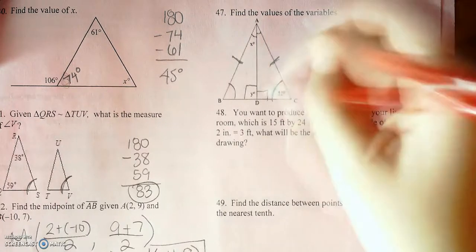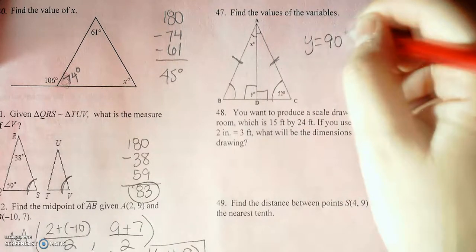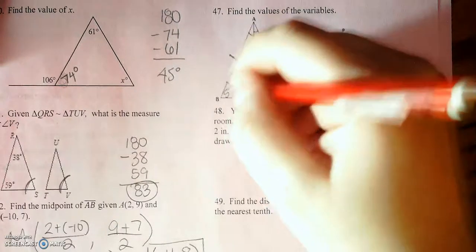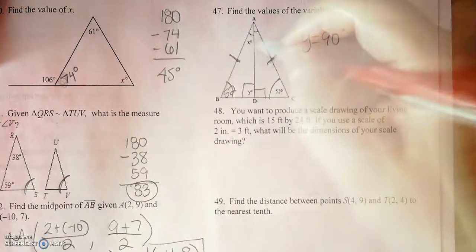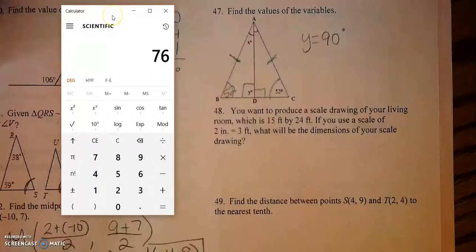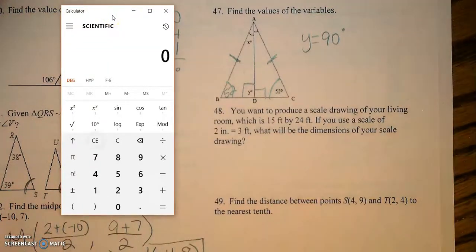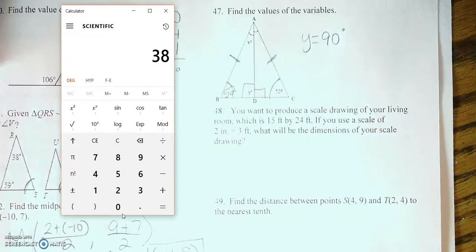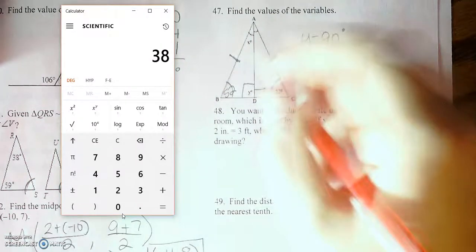Now, y right there, because of that bisector theorem, is going to be a right angle, or 90 degrees. This angle will be 52, and we know the inside angles of a triangle add up to 180. Let me scooch my calculator over here. So I've got 180, a right angle, and a 52-degree angle, so we're going to subtract both of those, and that's going to make x 38.